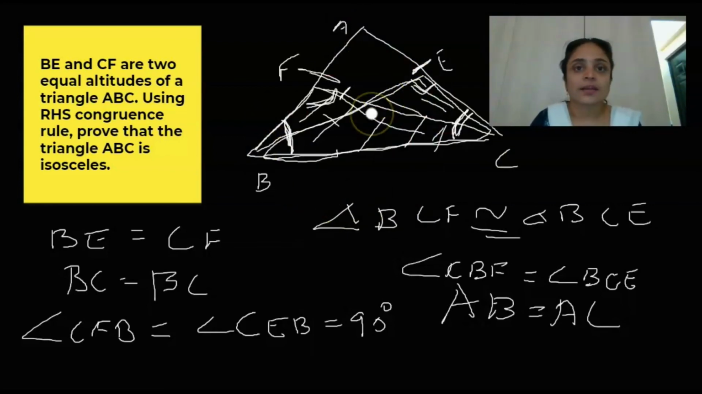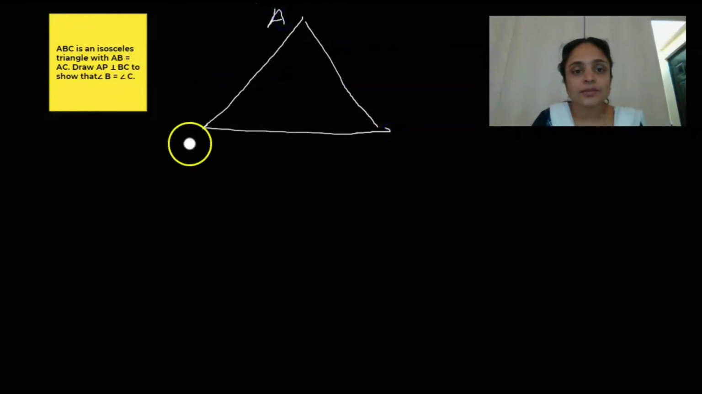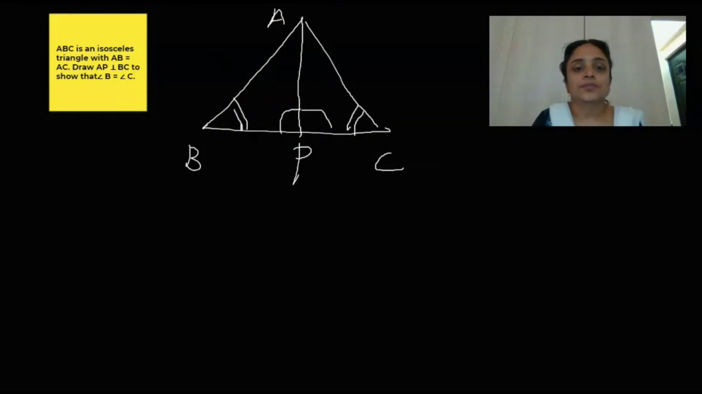Okay, understood? Next question: ABC is an isosceles triangle with AB equal to AC. Draw AP perpendicular to BC to show that angle B is equal to angle C. ABC is an isosceles triangle and we have to draw AP perpendicular to BC, so this angle is 90 degrees, to show that angle B is equal to angle C. So, given that ABC is an isosceles triangle with AB equal to AC, AP is perpendicular to BC.